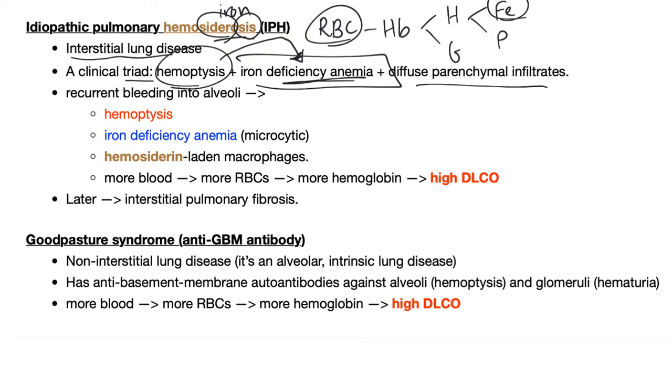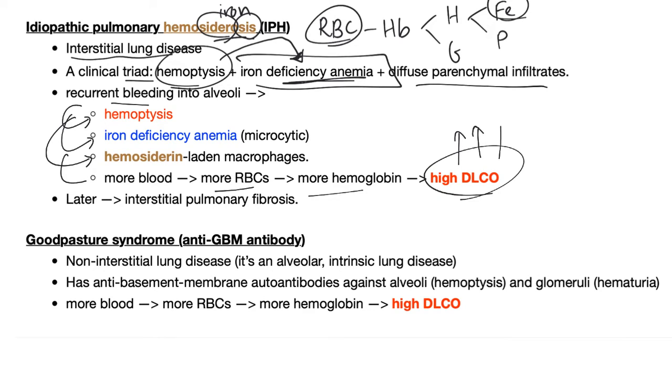And you have diffuse parenchymal infiltrates. Recurrent bleeding into the alveoli will lead to iron in the alveoli: hemoptysis, iron deficiency anemia, iron in the alveoli called hemosiderin-laden macrophages, more blood, more RBCs, more hemoglobin, increased DLCO. Because now when you have more hemoglobin, you have more capacity to bind with the carbon monoxide. Watch my video on DLCO, diffusion capacity of carbon monoxide.